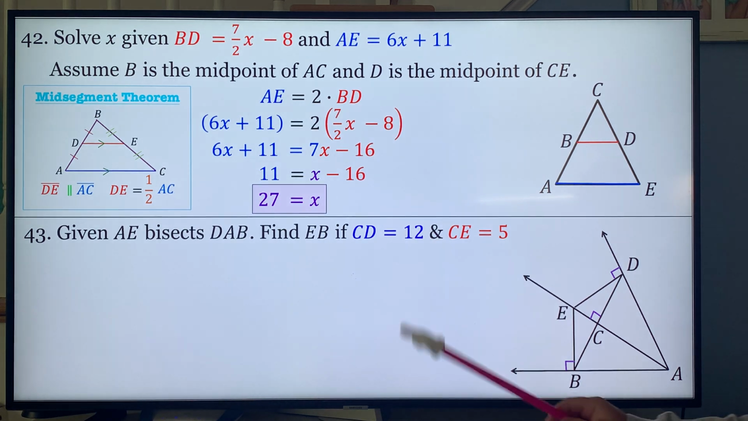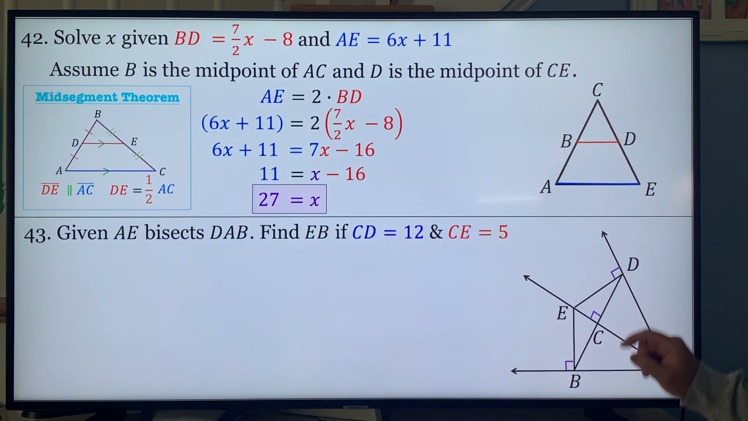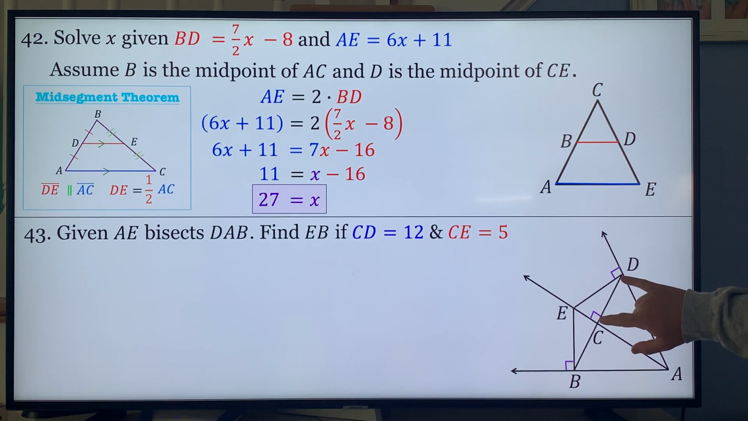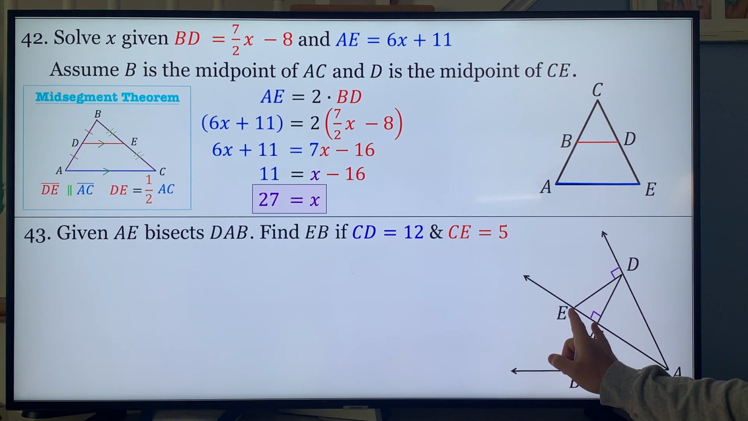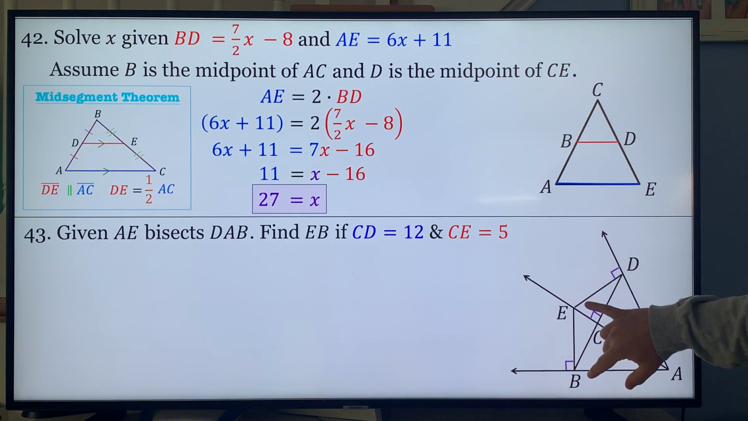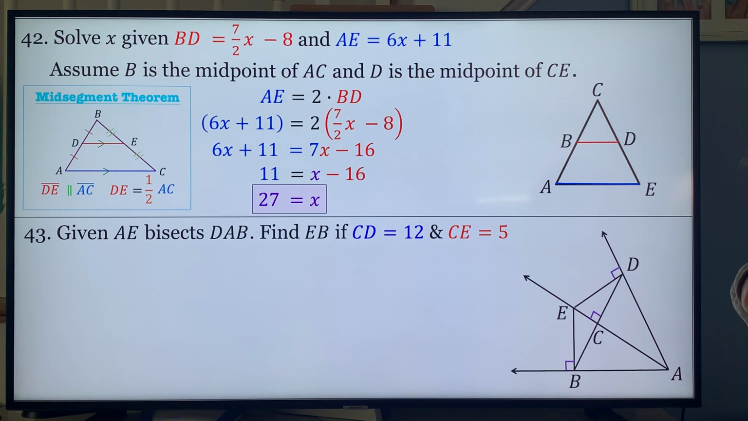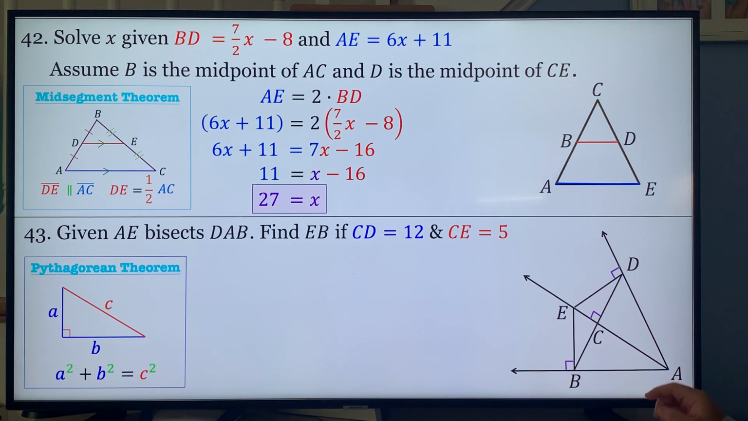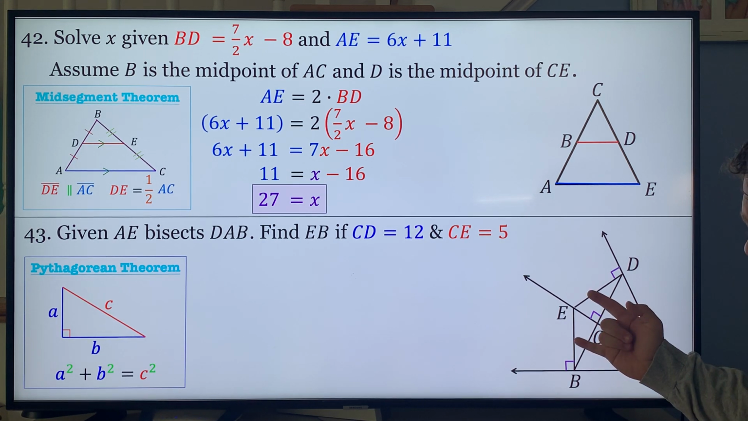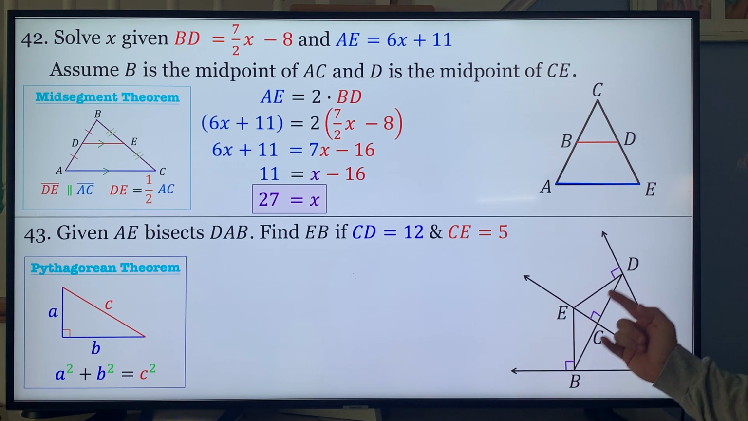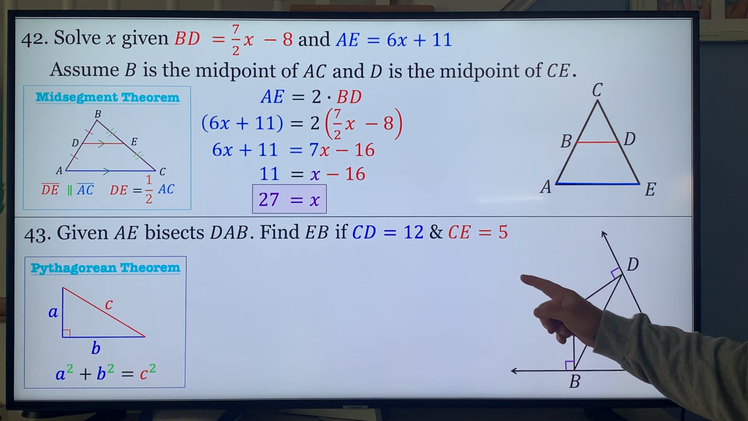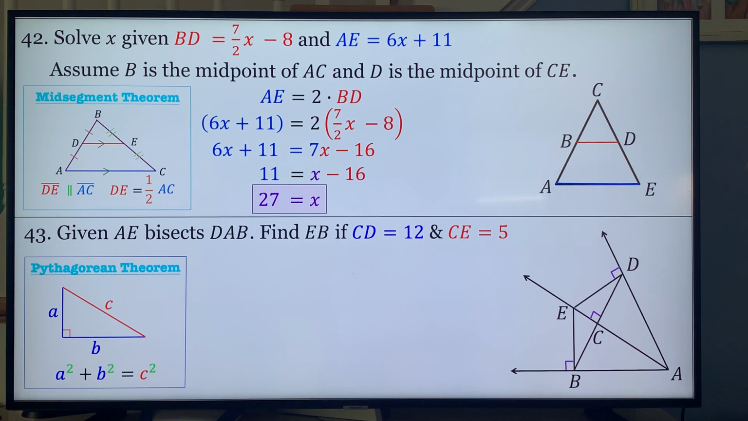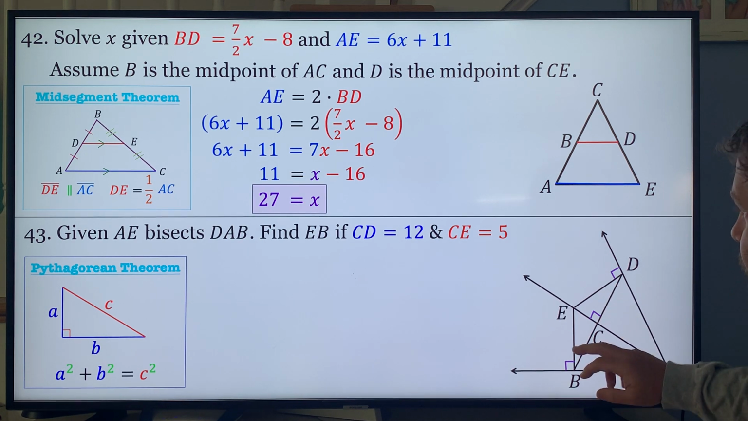Given AE bisects DAB, these two angles are equal. So now it's an angle bisector. CD is 12. CE is 5. What are we looking for? EB. So what we know is because this is an angle bisector, these two segments are equal. Because these are both right angles, the distance to the same point on the bisector is going to be equidistant. So if we find ED, we find EB.